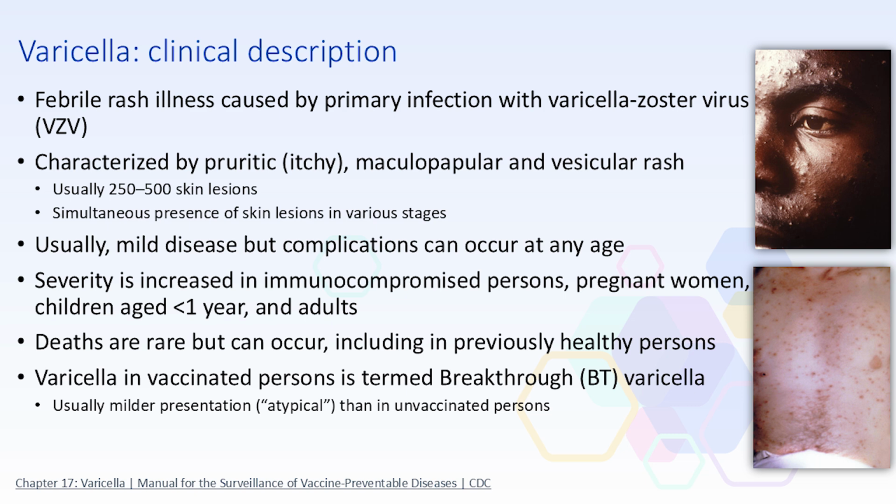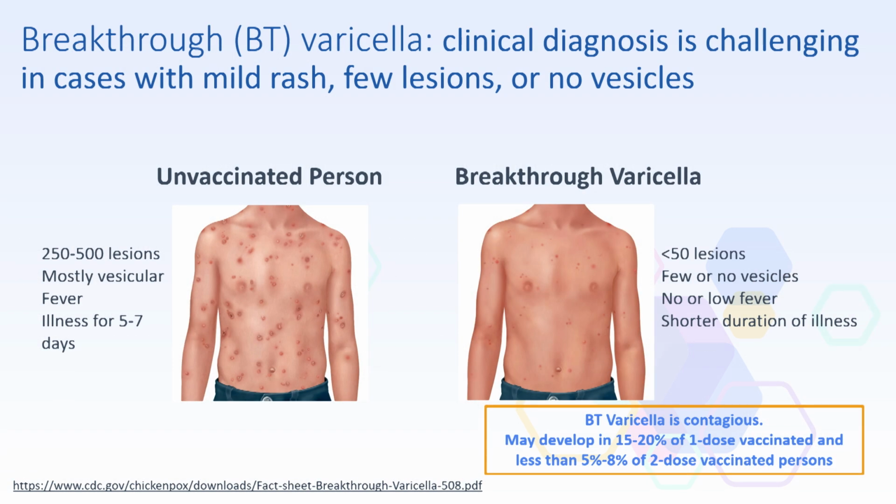Compared to varicella in unvaccinated persons, breakthrough varicella has a milder, atypical presentation. Breakthrough varicella usually presents with fewer than 50 skin lesions, few or no vesicles, low or no fever, and fewer days of illness compared with unvaccinated cases. Diagnosing breakthrough varicella is important because these cases are infectious. However, given its modified presentation, it can be challenging for providers to recognize it clinically.